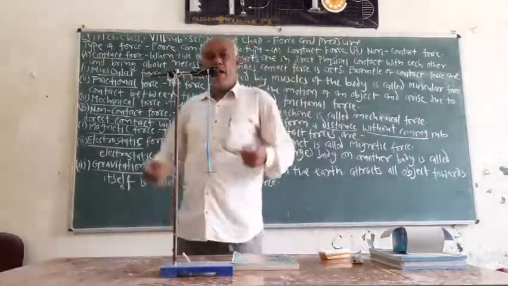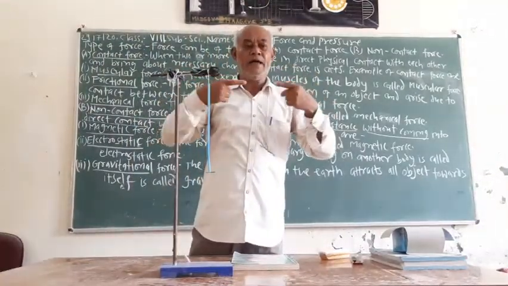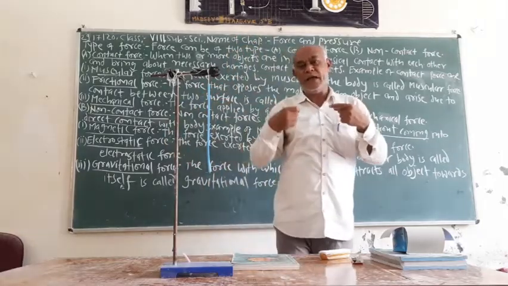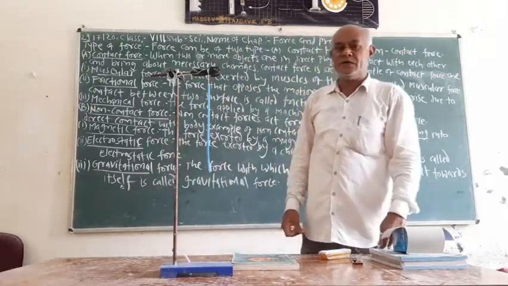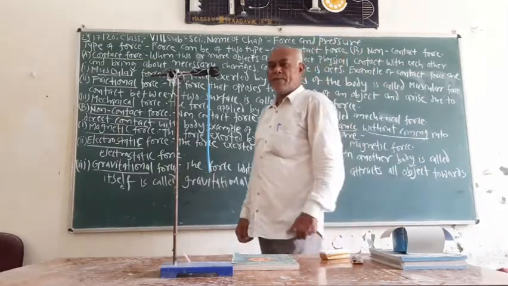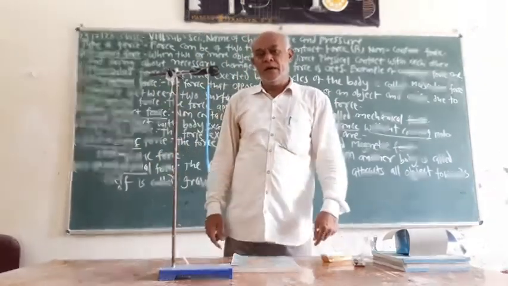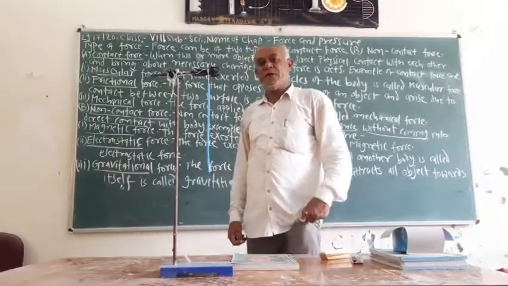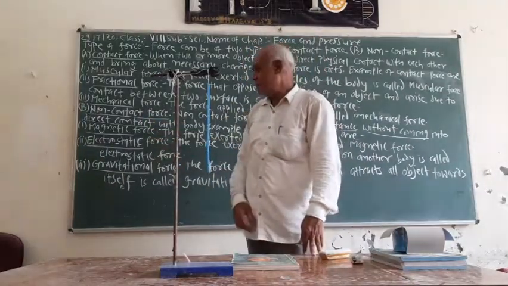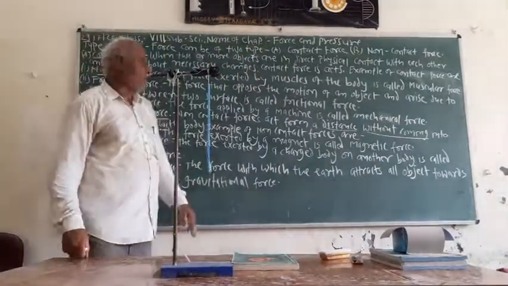Opposite poles of two magnets attract each other from a distance, which is also an example of a non-contact force. This is also a magnetic force. Similarly, the same poles of two magnets repel each other, which is also a magnetic force and an example of a non-contact force. So, magnetic force is an example of non-contact force.